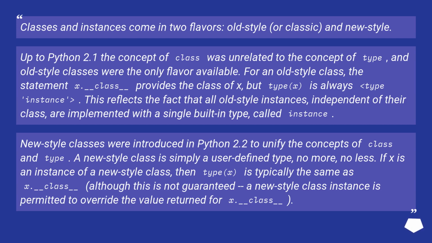New style classes were introduced in Python 2.2 to unify the concept of class and type. A new style class is simply a user-defined type, no more, no less. If x is an instance of a new style class, then type(x) is typically the same as x.__class__, although this is not guaranteed. A new style class instance is permitted to override the value returned for x.__class__.